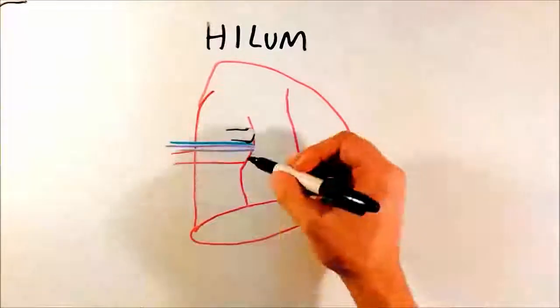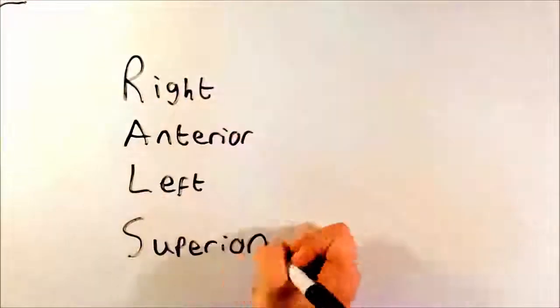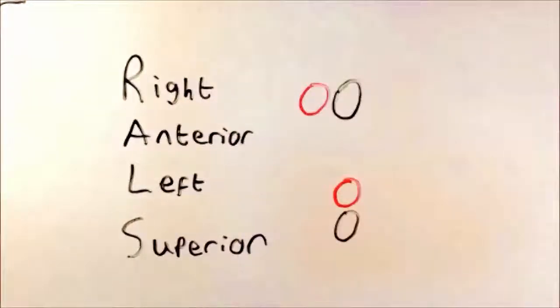If we take a sagittal view of the lungs, we can see a depression where the bronchi, blood vessels, these are the pulmonary arteries and veins, lymphatic vessels and nerves enter the lungs. This is called the hilum. To identify the lung by its hilum, we can use the acronym RALS. That stands for right anterior, left superior, which is the position of the pulmonary artery with respect to the bronchus.